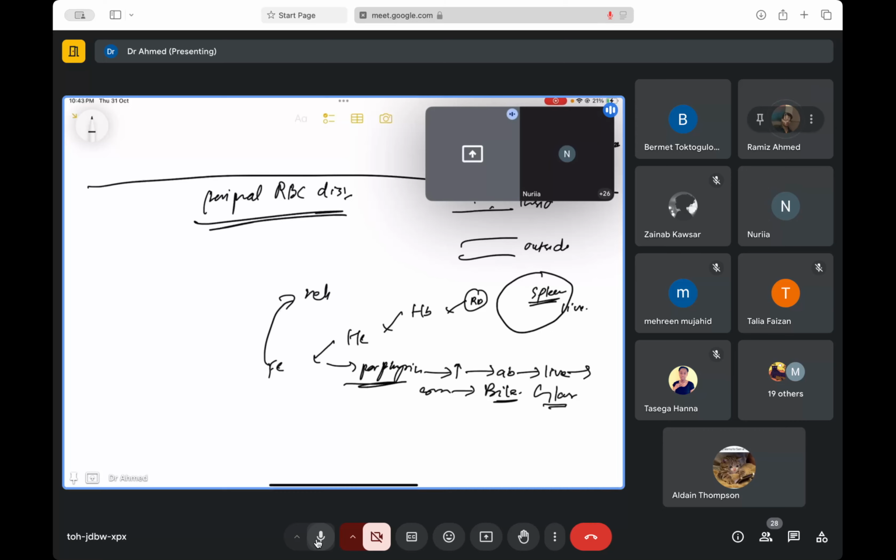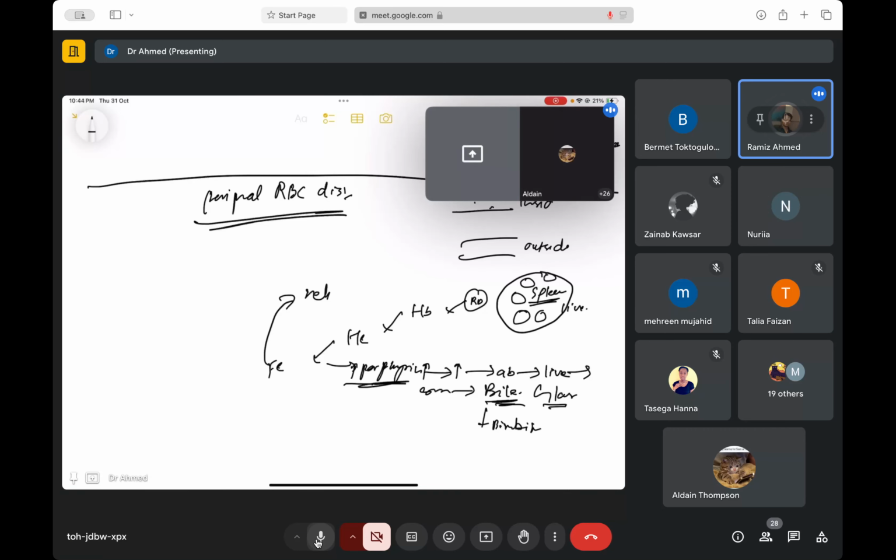So if I am having an exaggerated amount of destruction of your red blood cells, it means there is increased concentration of protoporphyrin, and sometimes your liver cannot conjugate them. So you are going to see jaundice, right? There is increased chance of bilirubin gallstones, like in the bile, it is released as bilirubin.